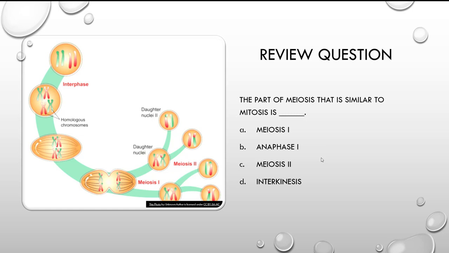If you said meiosis part 2, I would agree with you. Okay, so meiosis part 2 is basically the same as mitosis. The only real difference is that you're dealing with a haploid cell instead of a diploid cell. Okay, so C is the correct answer.